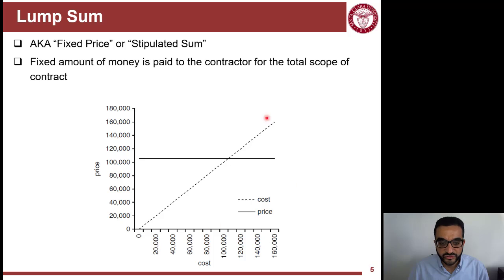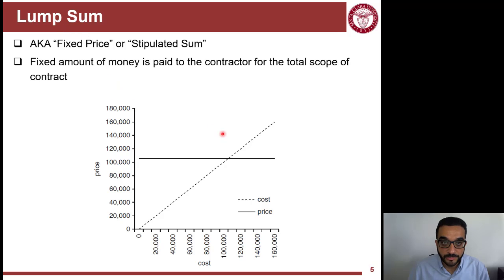You can see this chart here, and we'll see it over and over again for different payment schemes. Think about it: this is the horizontal axis, showing the different possible scenarios for the actual cost of the project. The vertical axis is a dollar amount, and you can plot the actual cost, which is a line at 45 degrees. So with an actual cost of 80,000, this will be 80,000. This dotted line here is the cost curve. But the price, or the actual payment, how much the contractor is getting paid, is the solid line.